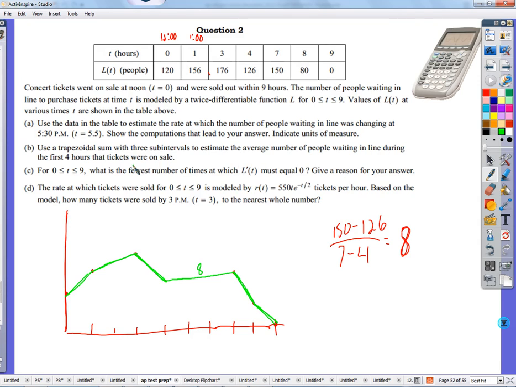Okay, so what they want to know is the average number of people waiting in line during the first 4 hours. So here are the first 4 hours: 1, 2, 3, 4 right there. It wants to know the average value of people, right? On average, are there 80 people standing in line at any time during that interval, or 70 people, or an average of 200 people?